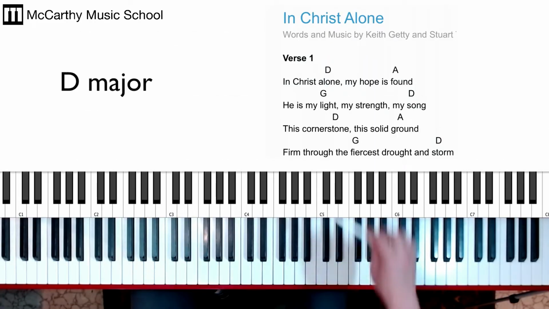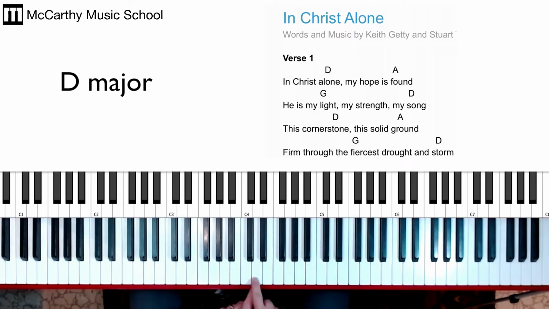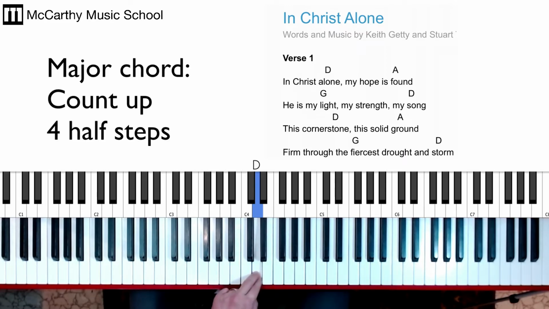So to find this D major chord, what we're going to do is we're going to start by finding a D note, and that's this white key in between the 2 black keys here. And then for a major chord, we're going to count up 4 half steps. And a half step is just the shortest distance between any key on the piano.